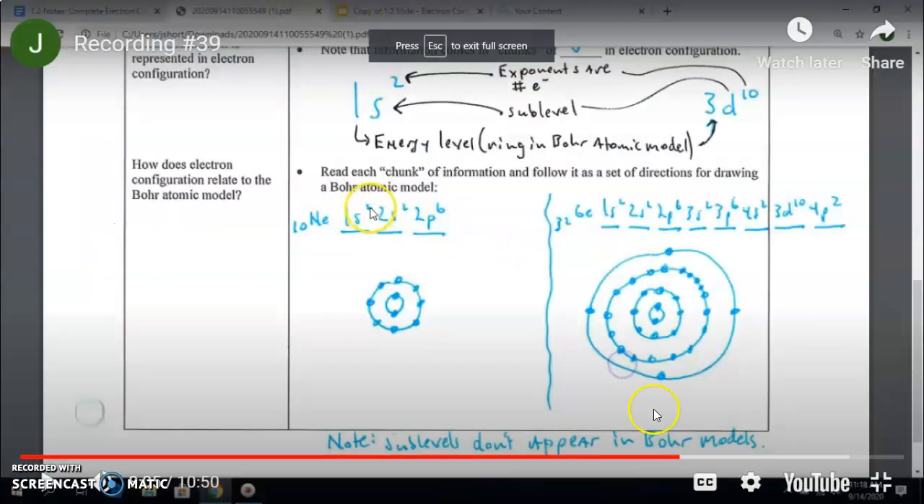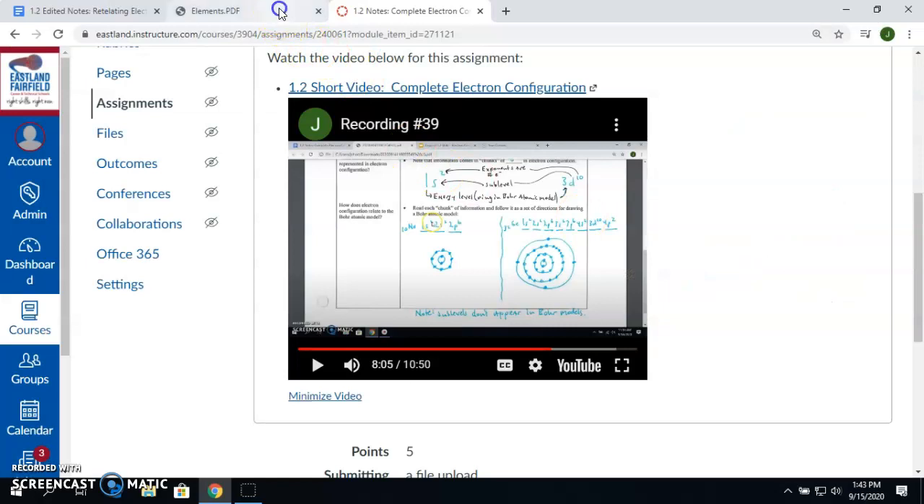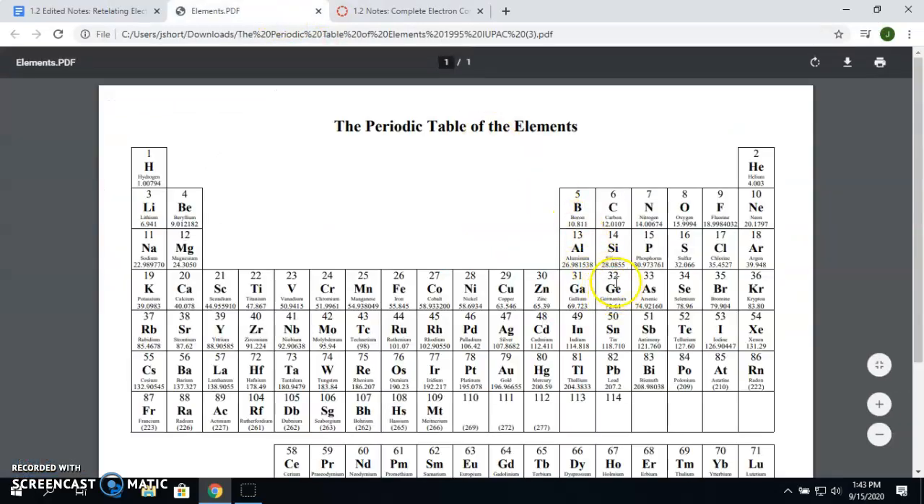Likewise, here's a Bohr atomic model for germanium. You can easily count 1, 2, 3, 4 valence electrons in germanium. It's these 2 valence electrons plus these 2 valence electrons right here. Remember, these are not valence electrons because this adds 10 electrons to this crowded third energy level. So 1, 2, 3, 4. It's these 2 plus these 2. Germanium has 4 valence electrons, and in fact, here is germanium right here in main group 4, vertical column 4.